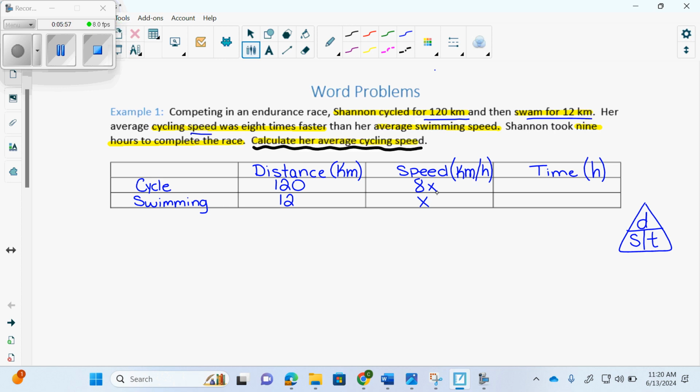We'll keep going. Shannon took 9 hours to complete the race. So is that cycling or swimming? It's a trick question. Both. It's the total. So it actually goes down here.